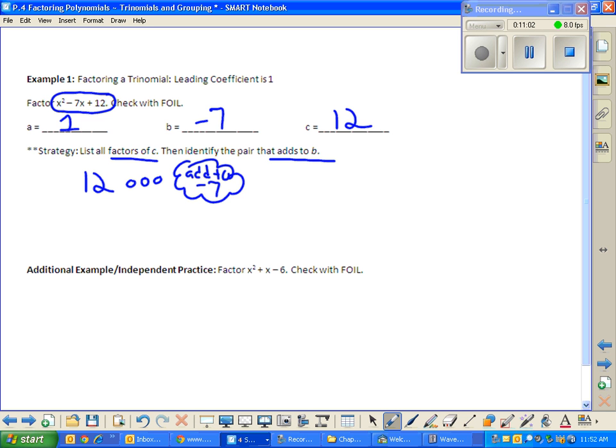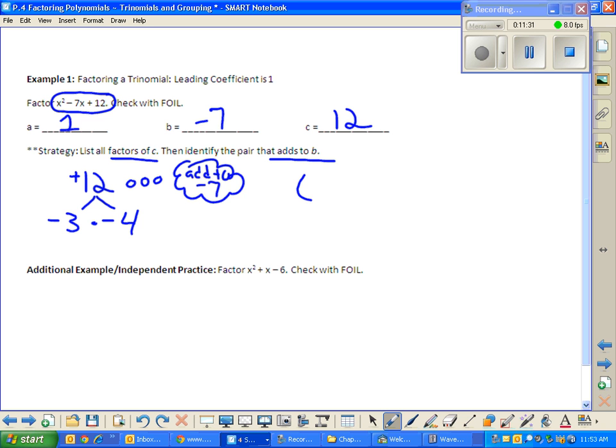What are the things that multiply to give you positive 12, but then add to negative 7? Go ahead, John. Yes. But do those add? Oh, yes. Oops, I can't write today. You're good. So negative 3 times negative 4 is positive 12, and negative 3 plus negative 4 is indeed negative 7. All right, so now what do we do with these numbers?